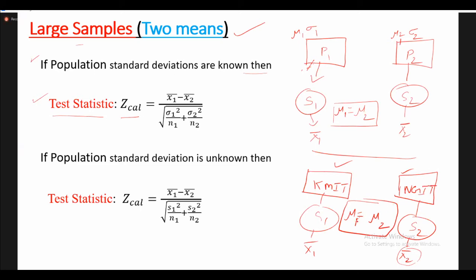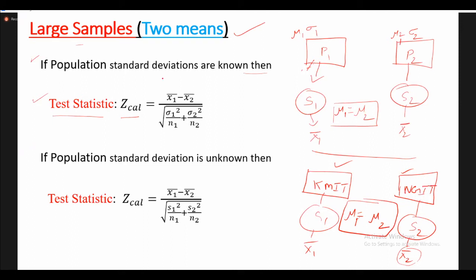That means mu1 is equal to mu2. Or you can say that the teaching methodologies in both the colleges are the same. These are the real life examples we are testing here. So now I think all of you understood what you are doing in this one. Now we'll come to the point.